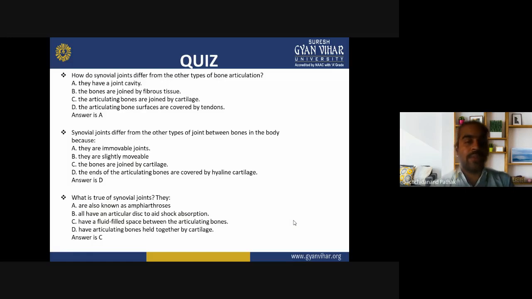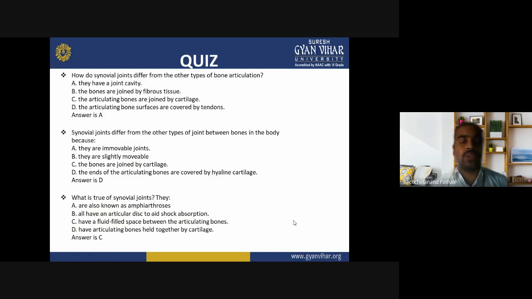Synovial joints differ from the other types of joints between the bones in the body because they are immovable joints. Or they are slightly movable, the bones are joined by cartilage, or the ends of the articulating bones are covered by hyaline cartilage. Yes, it is covered by the hyaline cartilage. So answer D is correct.